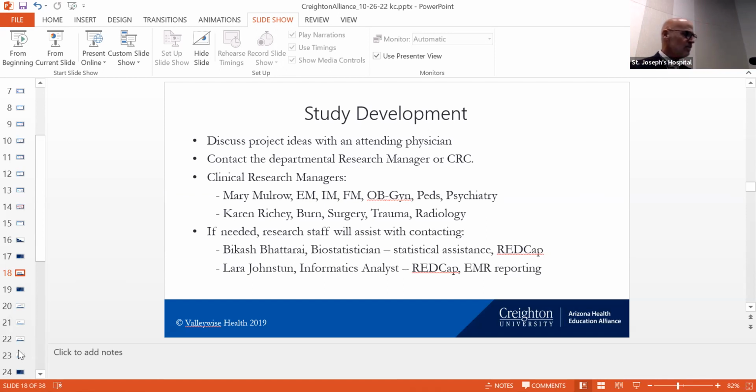And then if you're at Valleywise, contact the departmental research manager. I would recommend strongly, when you start trying to figure out how you want to answer your research question and start writing up your protocol, doing your research design, talk with a statistician early on. That makes a difference. I believe most statisticians would rather be involved early rather than get the data late and realize that the data is maybe worthless for trying to answer the question that you're interested in.